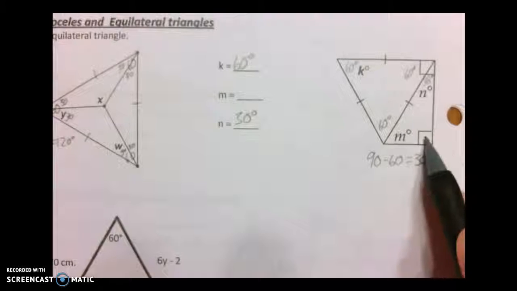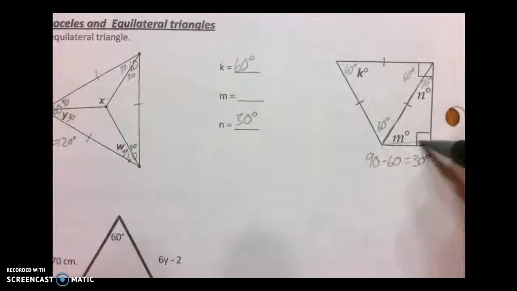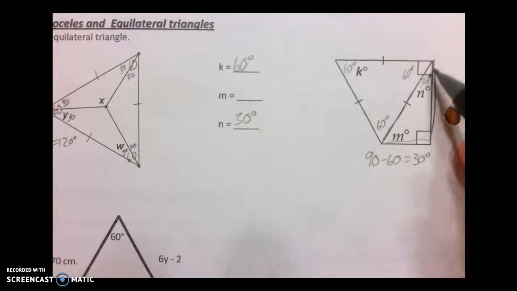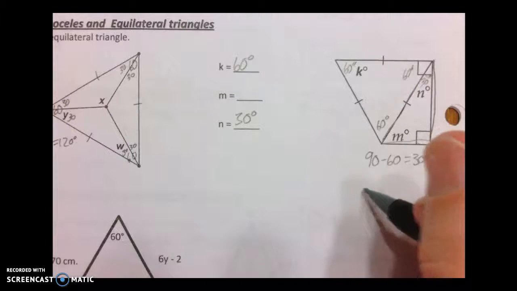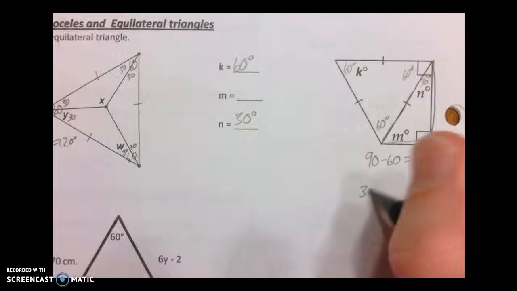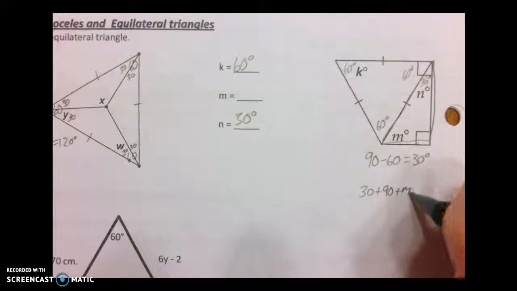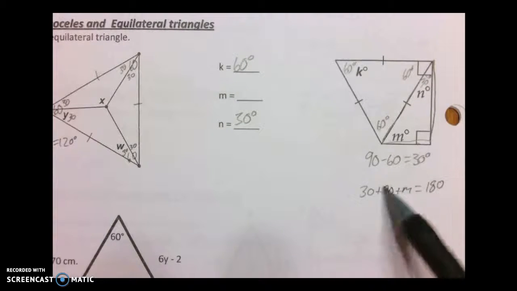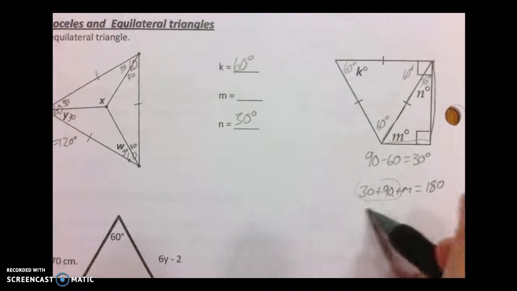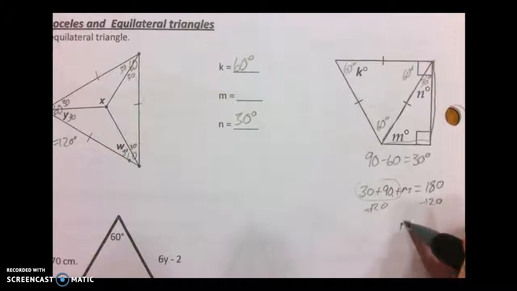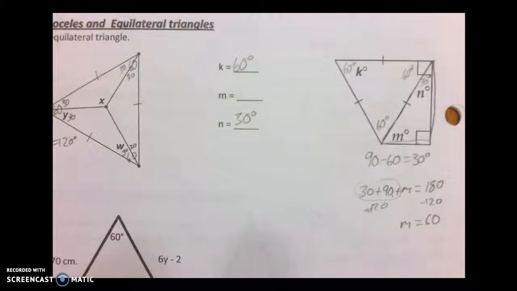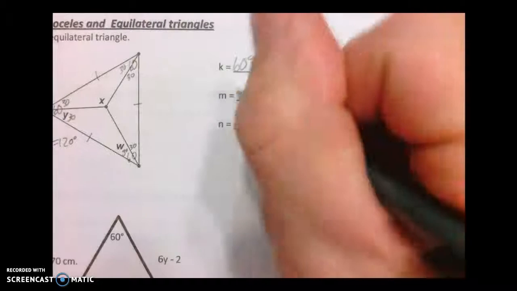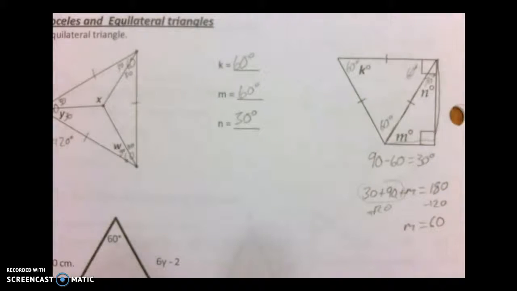Now that I have 30 and 90, I can look at just the small triangle, and I can subtract 30 and 90 from 180. So I can set up an equation, 30 plus 90 plus m equals 180. If you want just to subtract 120 from 180, that's going to be exactly what we're going to do. 30 plus 90 is 120. So if I subtract 120 from both sides, I will get m equals 60. So it looks like after all this was bisected here, m is 60 degrees.